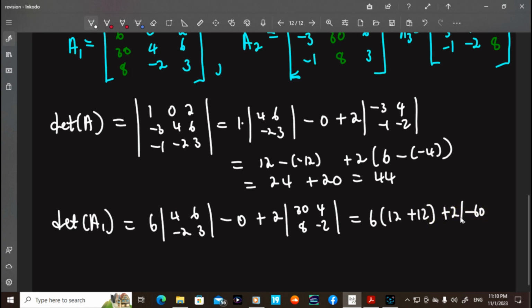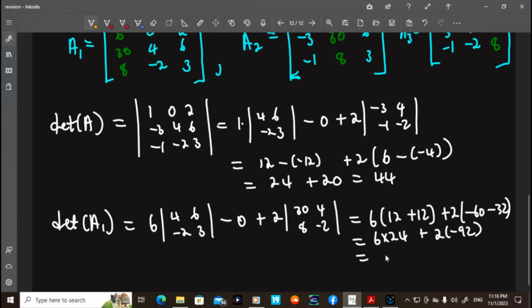And then plus 2 into -60 minus 32. So I will have 6 times 24, plus -60 minus 32, which is -92, so 2 into -92. The result here would be 6 times 24 plus 2 into -92. The answer would be -40.